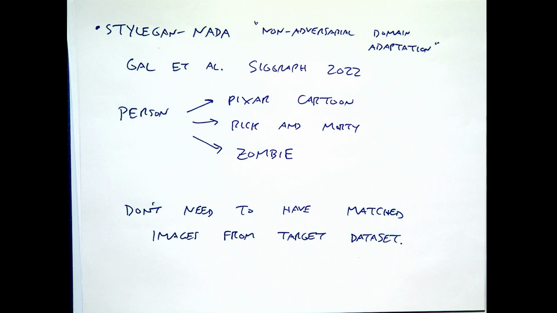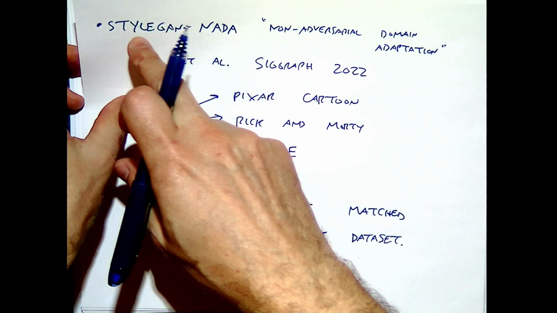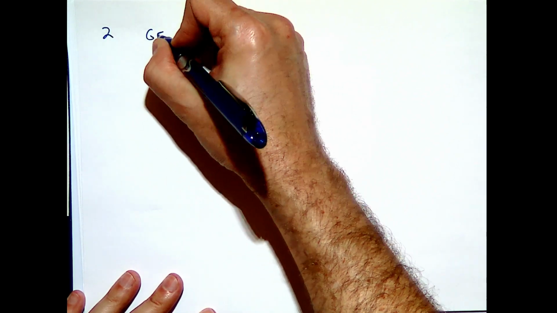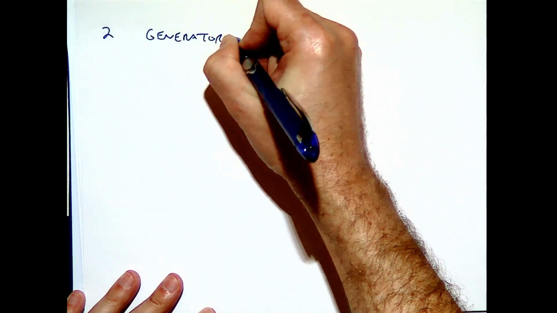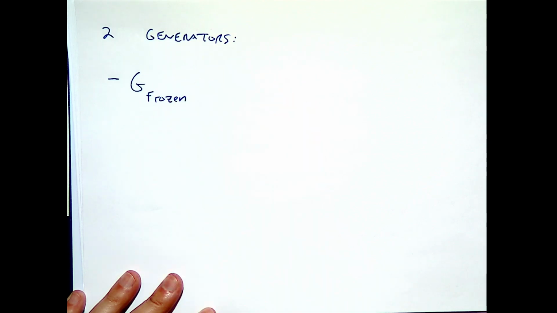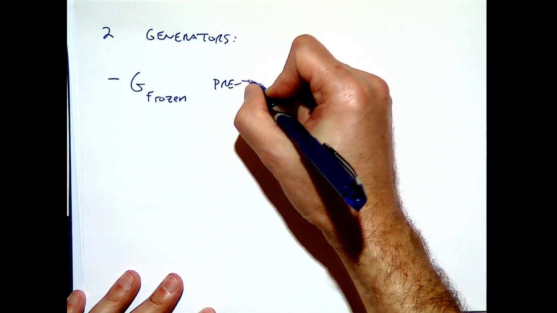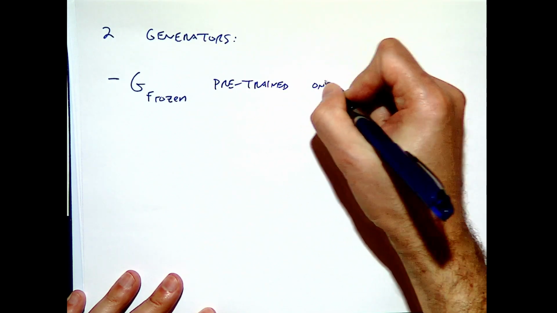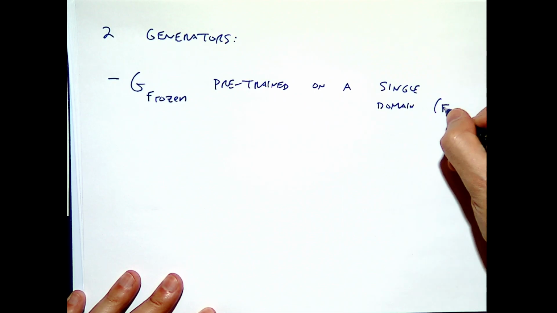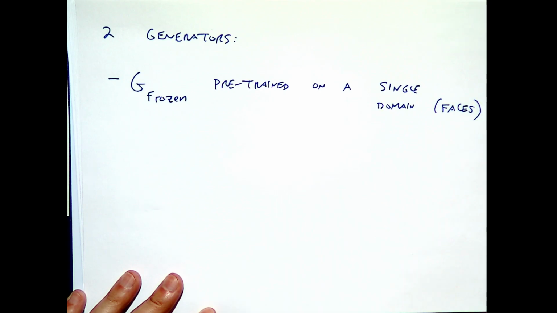So how does that work? The idea is we're going to have two generators. These generators could just be starting with StyleGAN 2, obviously, because it's called StyleGAN. So we have two image generators. One is called G-frozen, and this is pre-trained on a single domain, for example, faces. And this could just be StyleGAN 2 trained on faces.